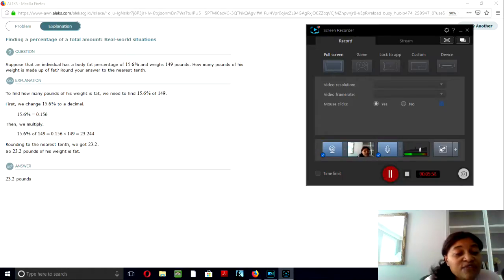First, we change 15.6% to a decimal. In order to change 15.6% to a decimal, we must divide. So in your calculator, make sure that everything is cleared out, and then type in 15.6 divided by 100, and that will give you 0.156. Then you just simply multiply 0.156 times 149 to give you the answer, which is 23.244.